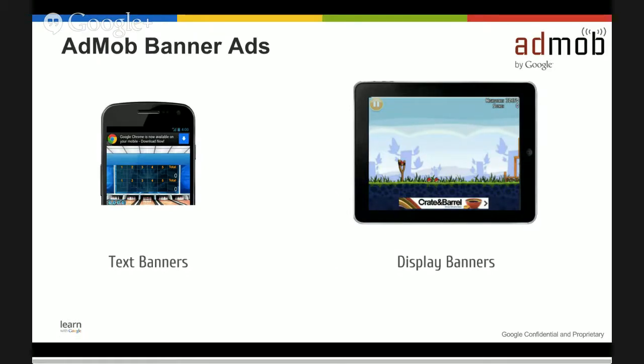So let's get a bit more into the technical implementation. The first thing that you're probably going to implement as an AdMob monetizer are banner ads. These can either be text or display banners. However, as a developer, the implementation is exactly the same for each type.